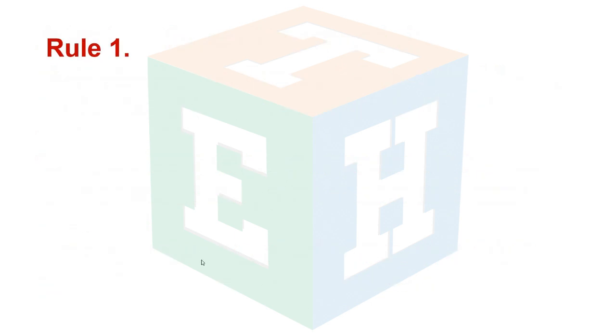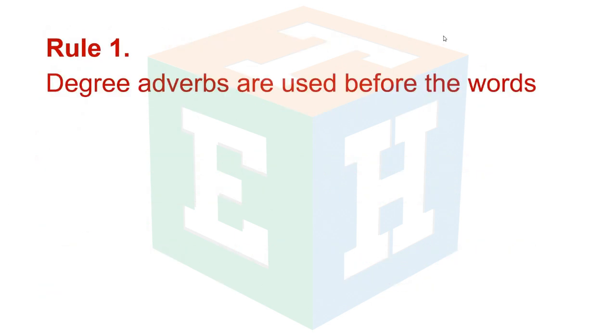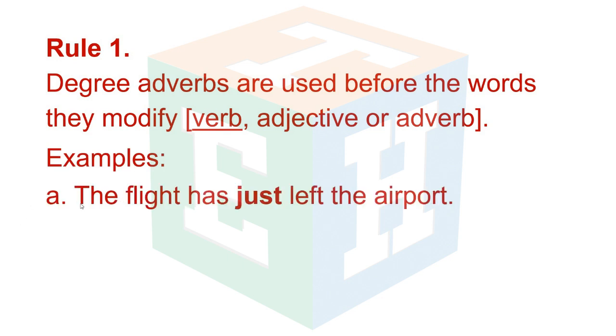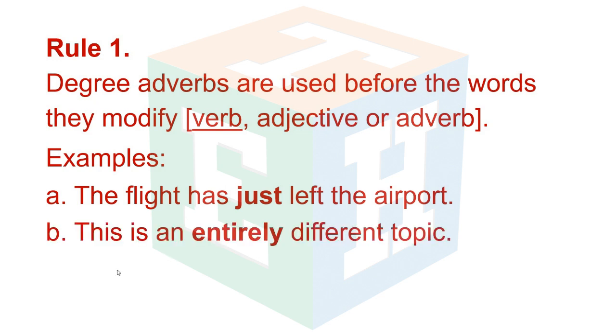Rule 1. Degree adverbs are used before the words they modify, verb, adjective, or adverb. Examples: A. The flight has just left the airport. B. This is an entirely different topic. C. I do it very rarely.